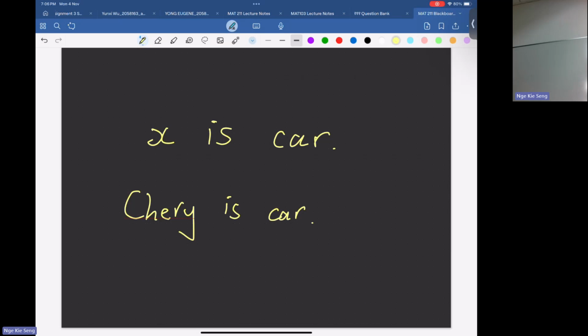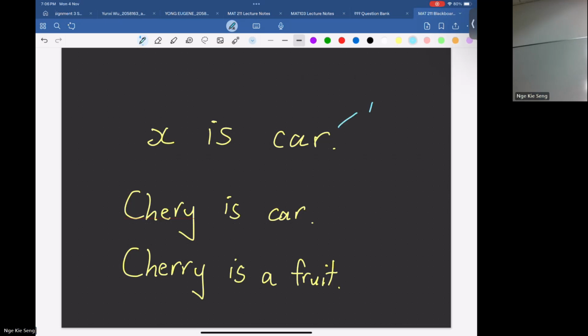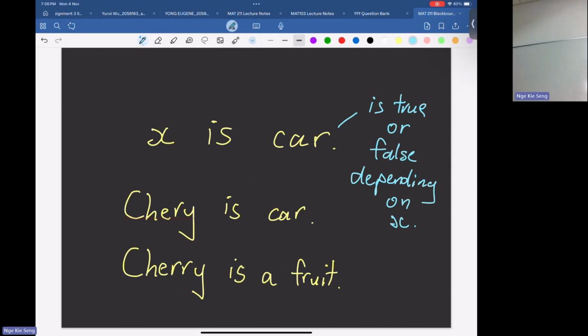Mercedes is a car. Okay. How about cherry? Is what? It's a fruit, so it's not a car. So meaning what? This sentence with variable x is true or false depending on x. So this is not a statement that we like in mathematics. We want a statement either true or false, but not both. So this is not a kind of statement.